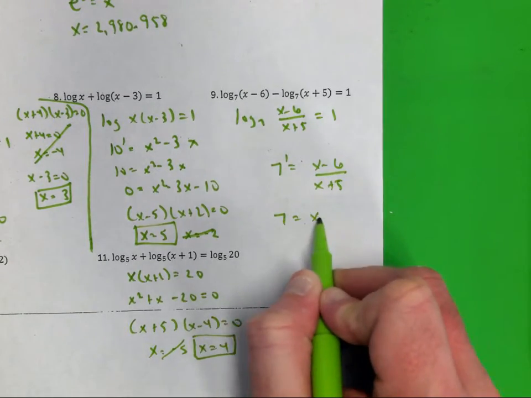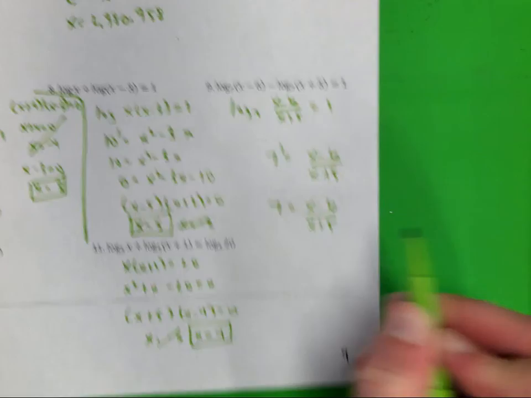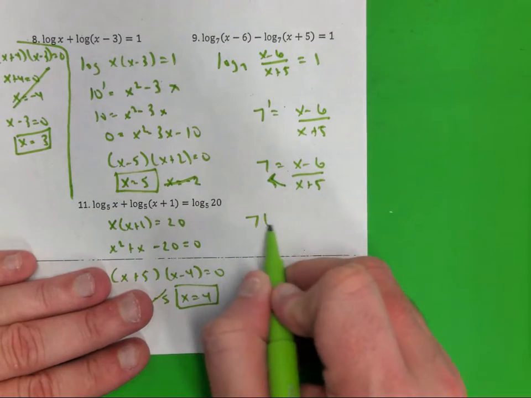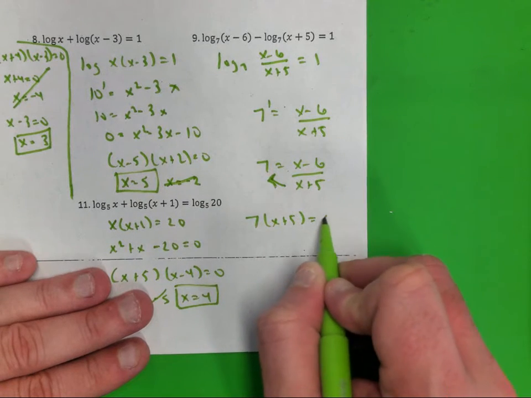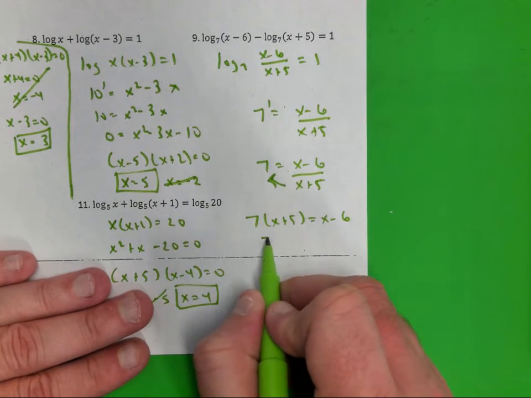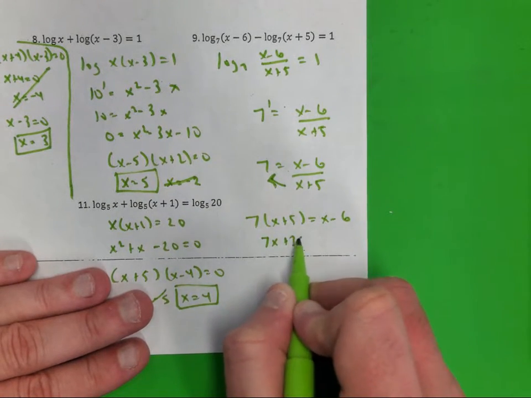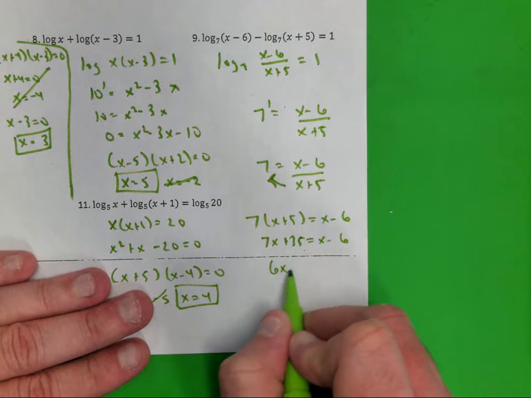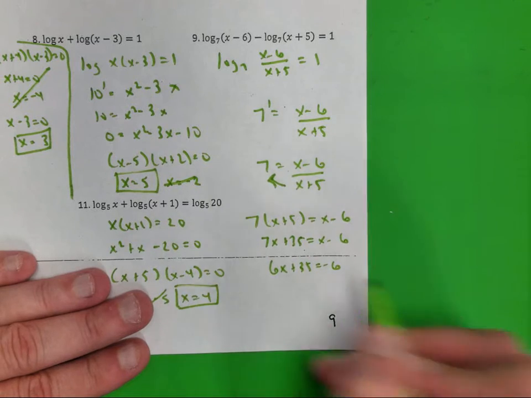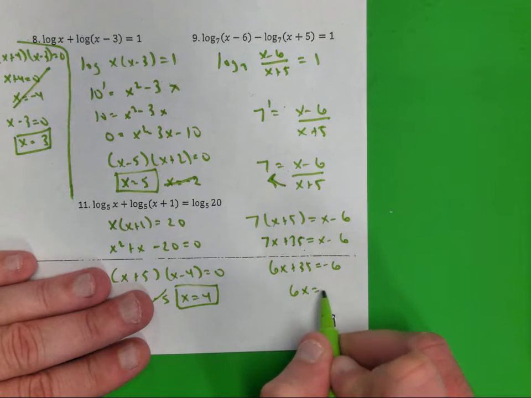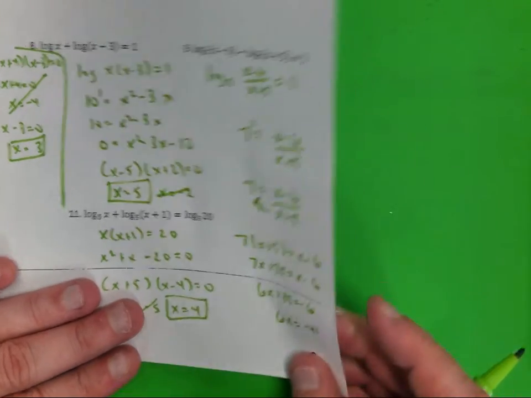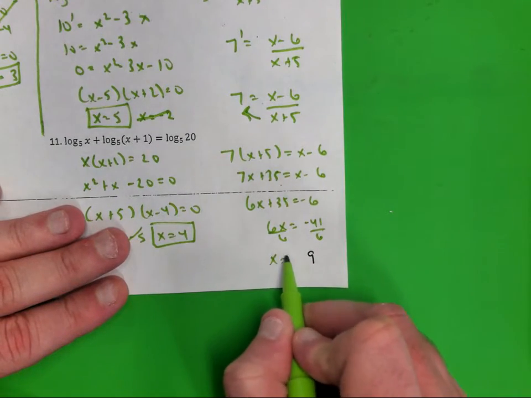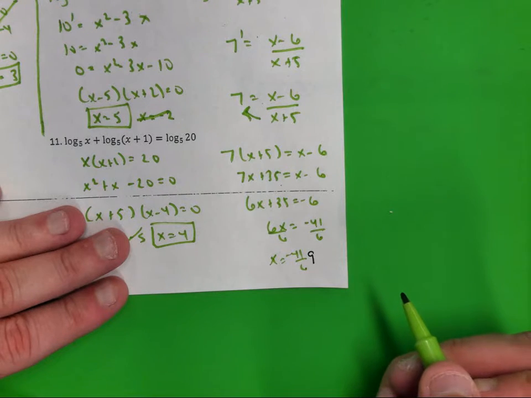How do you think we handled this right here? Just cross what? You just cross multiply. 7 times x plus 5 equals x minus 6. So I get 7x plus 35 equals x minus 6. 6x plus 35 equals negative 6. 6x equals negative 41. Divide by 6. x equals negative 41 over 6.